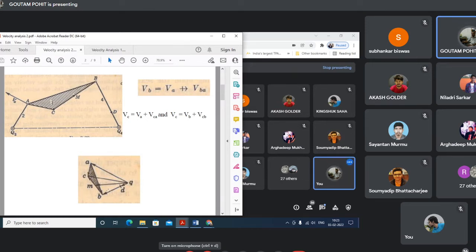I draw a line here, which will be perpendicular to this line, right? And what is the direction of VBA? It will be starting from this one, perpendicular to this line. So I take a line which will be perpendicular to this line. I draw a line here. They intersect here. So this gives the absolute velocity of B because it is starting from the pole Q.